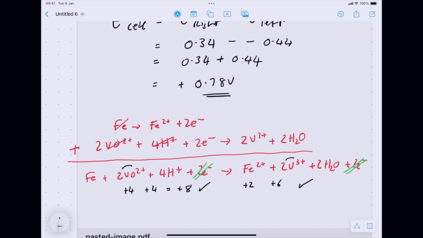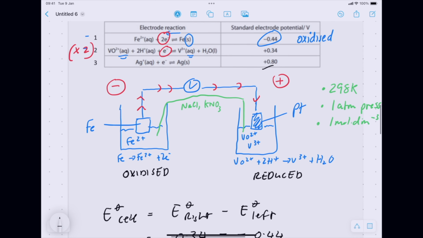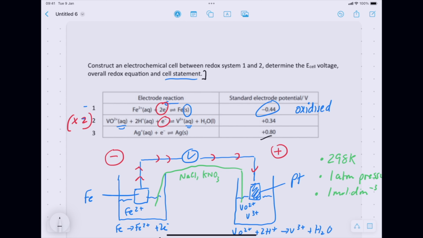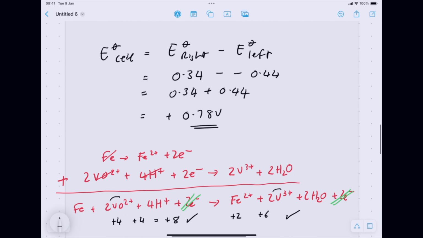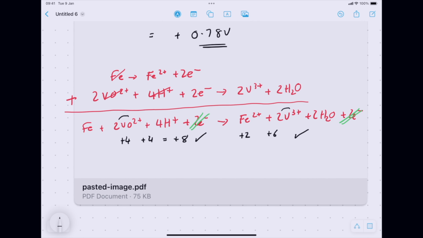Finally is the cell statement. The cell statement is an abbreviated form of the overall cell reaction. All you show is the main changes in state of the species being oxidized and reduced. And you must include state symbols in this, as it is basically an exercise in state symbols. I have described this in detail in one of my other videos, so please check that out if you haven't watched it. But just a quick recap: if you use a solid line between different things, that means a change in state. And if you use a comma, that means 2 species that are in the same state. So let's take a look at the final answer.